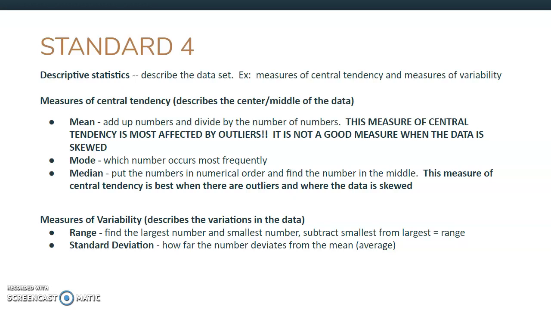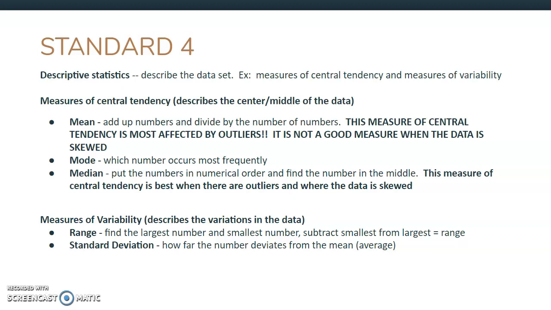All right, mode is just the number which occurs most frequently. So to calculate the mode, just line up your numbers and group them and see which one there's more of. And the median, you put the numbers all in numerical order and find out which one is the middle. So if you have 7 numbers, the fourth number is going to be the middle, and that's going to be your median. This is the best measure of central tendency when you have a skew. So when there are outliers or the data is skewed, you've got to use the median. Remember that, that's definitely on the test.